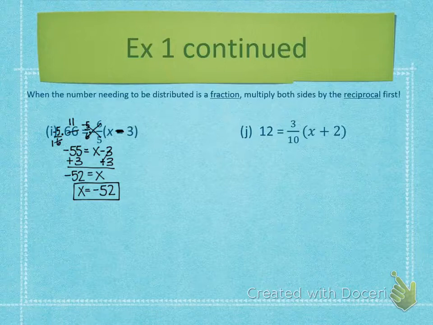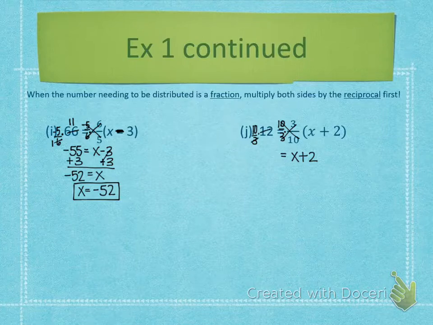What's the fraction? 3/10. So instead of distributing 3/10, we're going to multiply both sides by what? 10 over 3. So we can cancel it on the right side and only bring down a what? What's the only thing left to bring down on the right side? X plus 2. Will anything simplify before you multiply on the left?